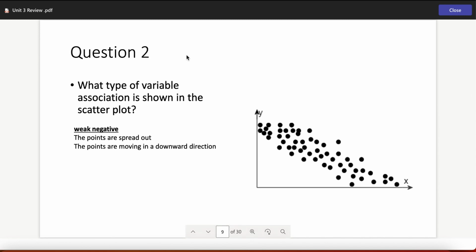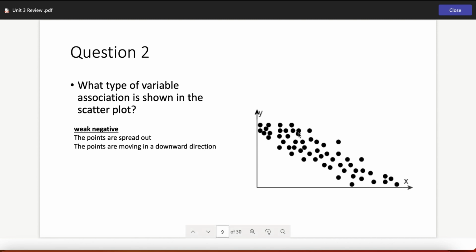Question 2. So again, pause this video and see if you can figure it out. Whenever I go over the questions, just pause the video and try on your own, or just wait till I go over the questions. So basically, what type of variable association is shown in the scatter plot?